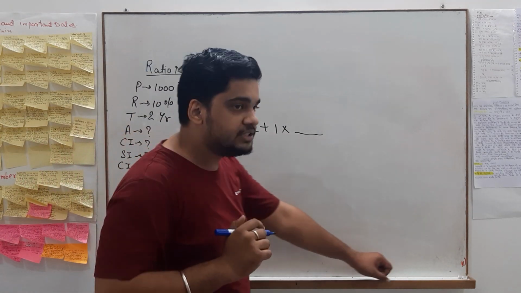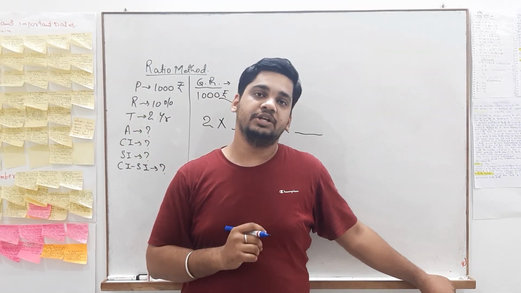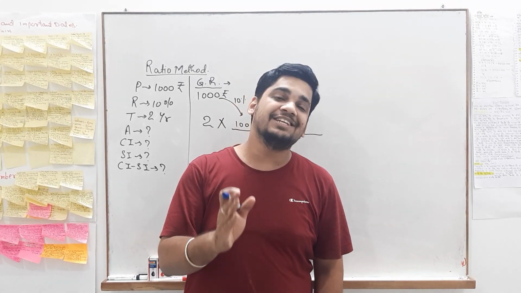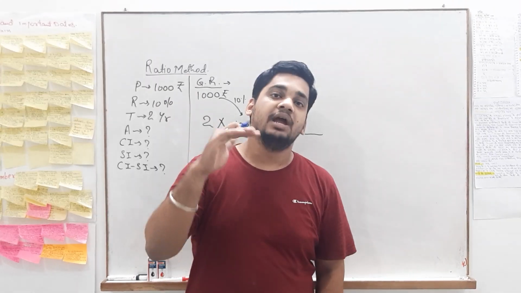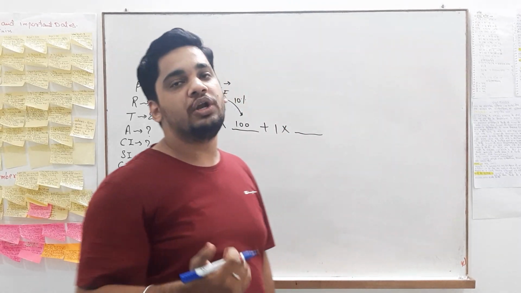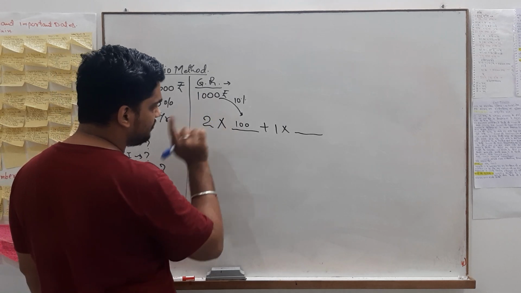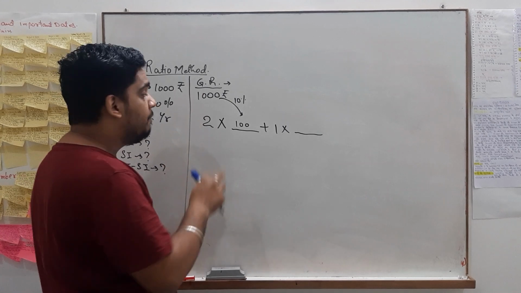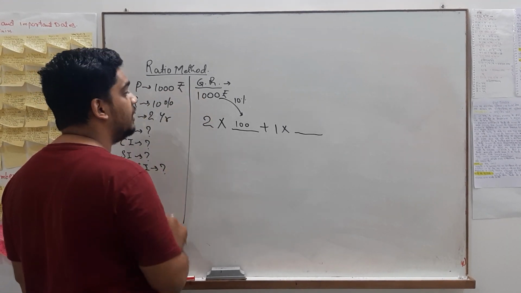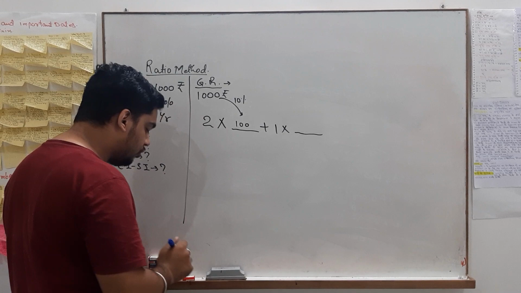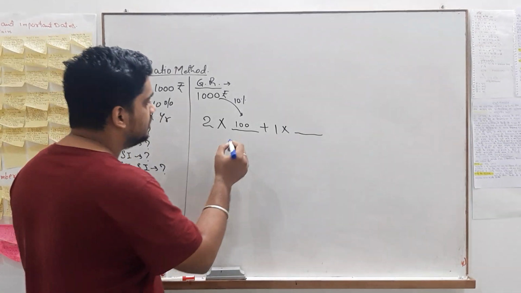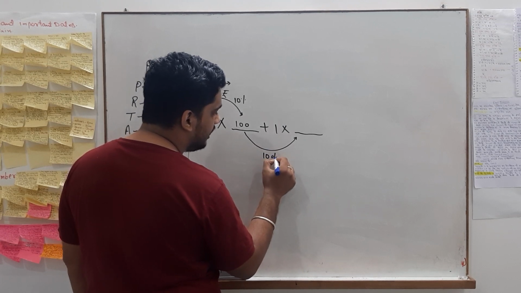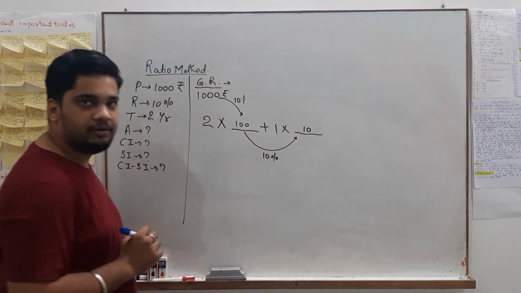Now a question will be raised: sir, what is the exact definition of compound interest? The compound interest definition is the interest which is gained on interest, right? Interest which is gained on interest is known as compound interest. So here this 100 rupees is interest, but it was calculated on principal. What we have to do is calculate the interest on interest. So we have to calculate 10% of this 100, so it will become 10, right?